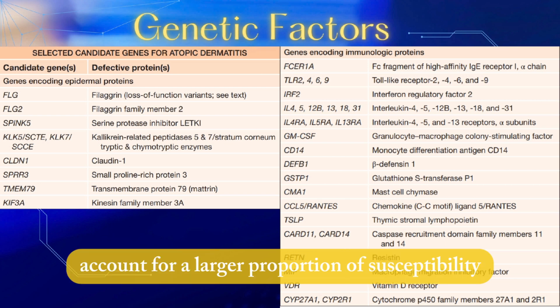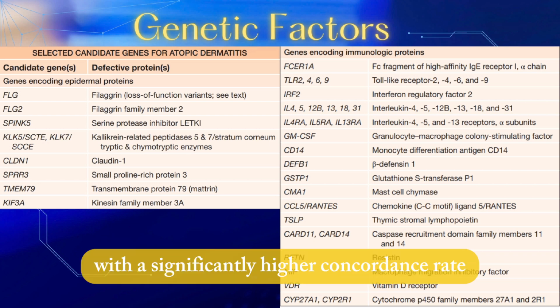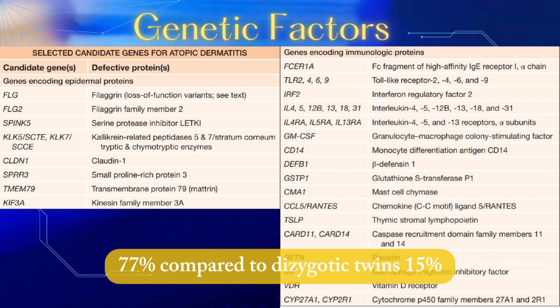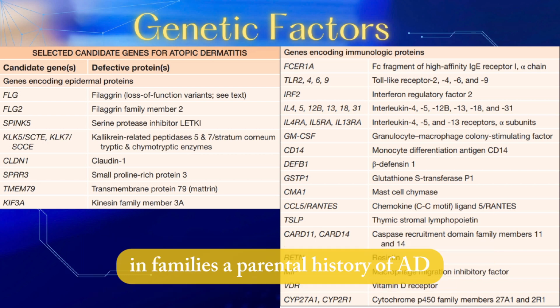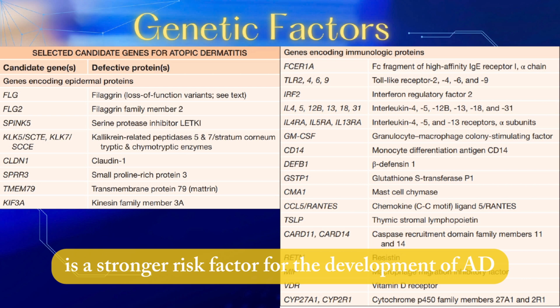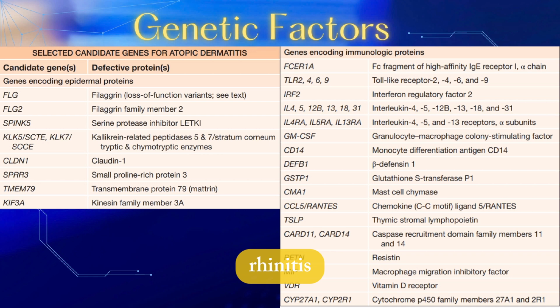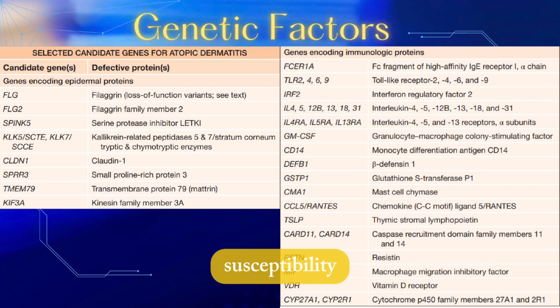Genetic factors account for a large proportion of susceptibility to early onset of AD, with a significantly higher concordant rate in monozygotic twins, 77%, compared to dizygotic twins, 15%. Although the entities in the atopic triad cluster together in families, a parental history of AD is a stronger risk factor for the development of AD than either asthma or allergic rhinitis, supporting the existence of genes specific to AD susceptibility.